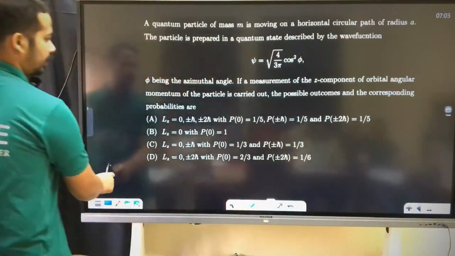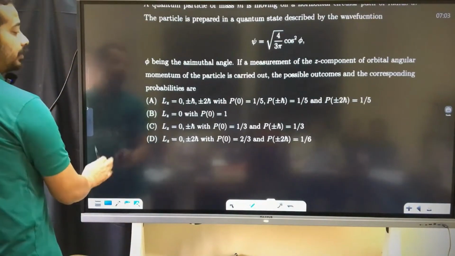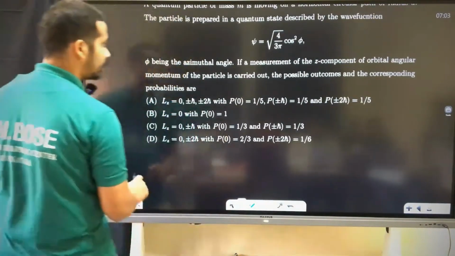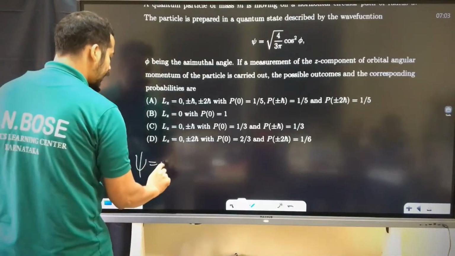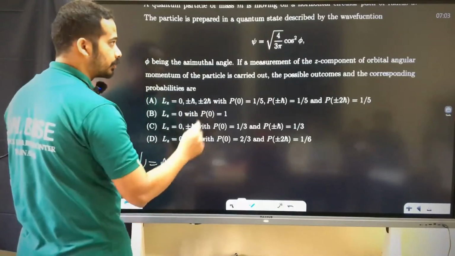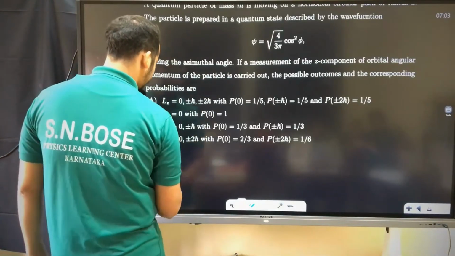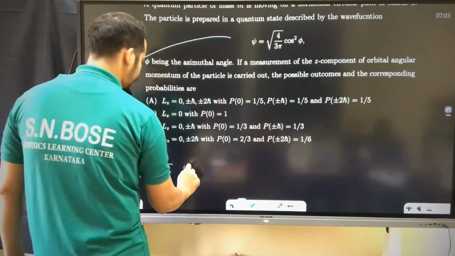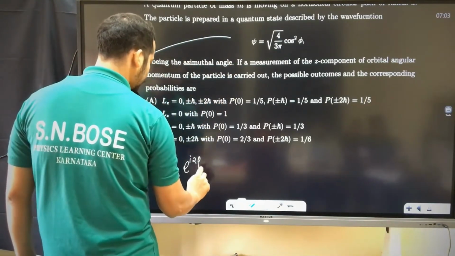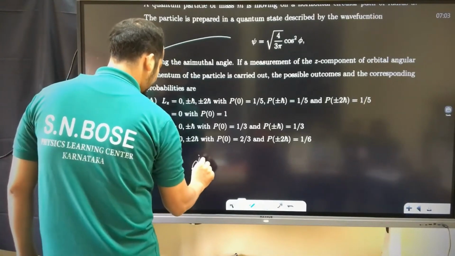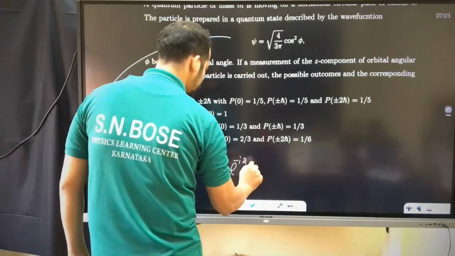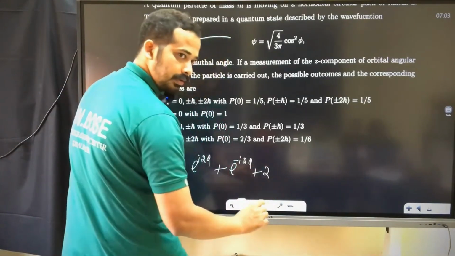Now look at here. I will do it my way, because the probability also should be found. You do it later. I will just rewrite the function. Psi, I'll write A here. I don't care about this one. A by 4 as earlier, am I right? e power i into 2 phi plus e power minus i into 2 phi plus 2 times, am I right?